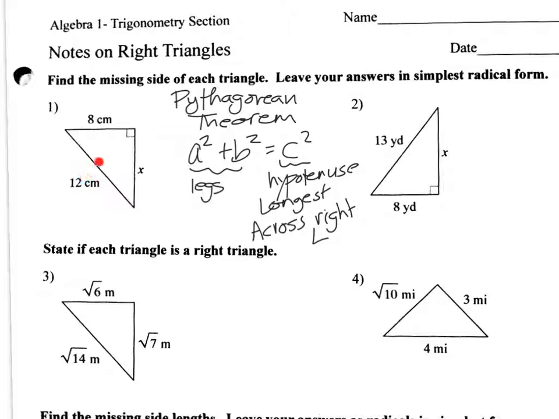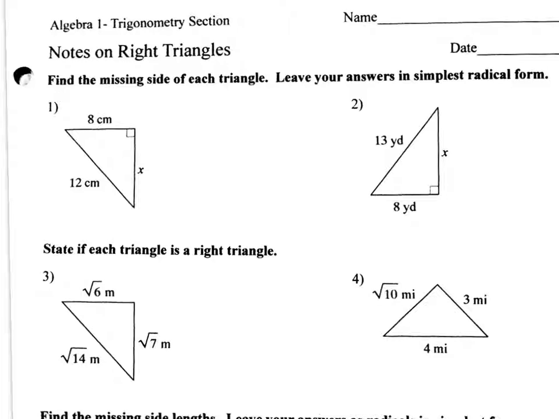So in this case, 12 would be the hypotenuse. In this case, 13 is the hypotenuse. So what we're going to be doing is finding the missing side by plugging into this formula and then solving. So in this particular case, for number 1, we have, again, a squared plus b squared equals c squared. Now, it doesn't matter which one you label as a or b, so I'm going to put 8 for a, x for b, and then 12 for c.